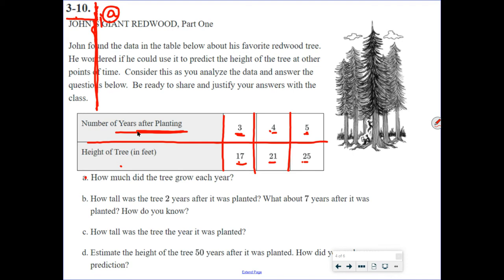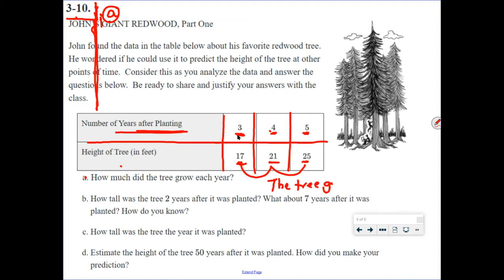How much did the tree grow each year? Well, looking at the table, can you figure it out? This is year 3, and it was at 17. Year 4 was at 21. Year 5 was at 25. And if you look carefully, you're noticing every year it grows 4. So 4, and again, I want a complete sentence here. So for A, you should say, the tree grows by 4 feet each year.